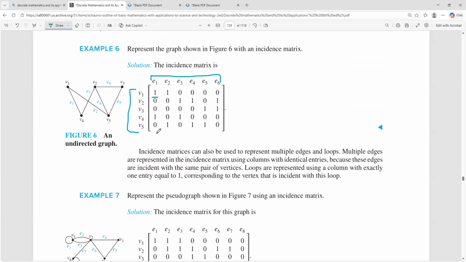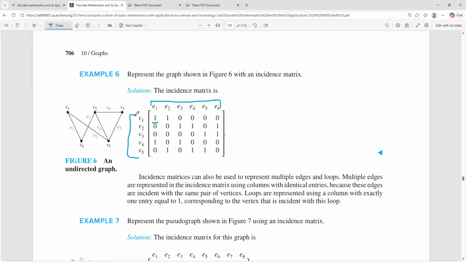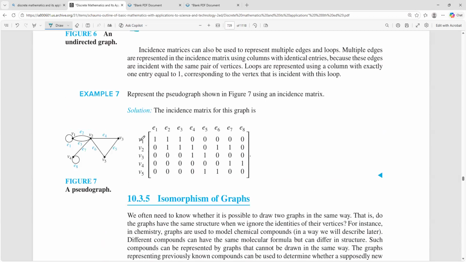Here, I'll go over pseudographs in a bit, but for every edge that isn't a loop, especially in an undirected graph, every column has to have exactly 2 ones, because no edge can connect more than 2 vertices, and it can't be less than 2 unless it's a loop like this. So for this pseudograph, whenever there's a loop, you see there's only one, because that edge goes from V1 to V1. Same thing here, E8 goes from V4 to V4.